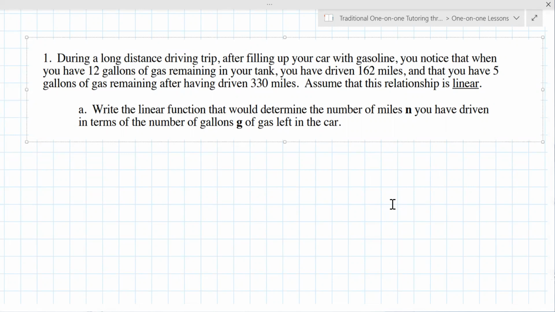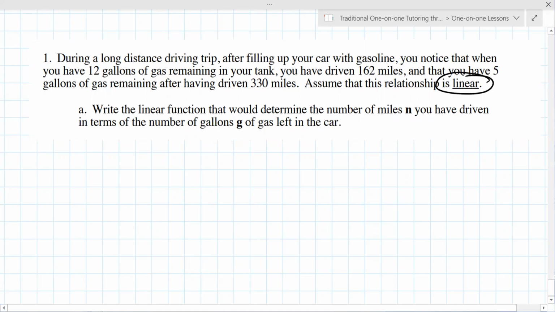All right, sounds good. So it says during a long distance driving trip, after filling up your car with gasoline, you notice that when you have 12 gallons of gas remaining in your tank, you have driven 162 miles, and that you have 5 gallons of gas remaining after having driven 330 miles. Assume that this relationship is linear. That's important. So constant. Basically they're saying you need to be able to find the slope. So we'll do that. Write a linear function that would determine the number of miles n you have driven in terms of the number of gallons g of gas left in the car.